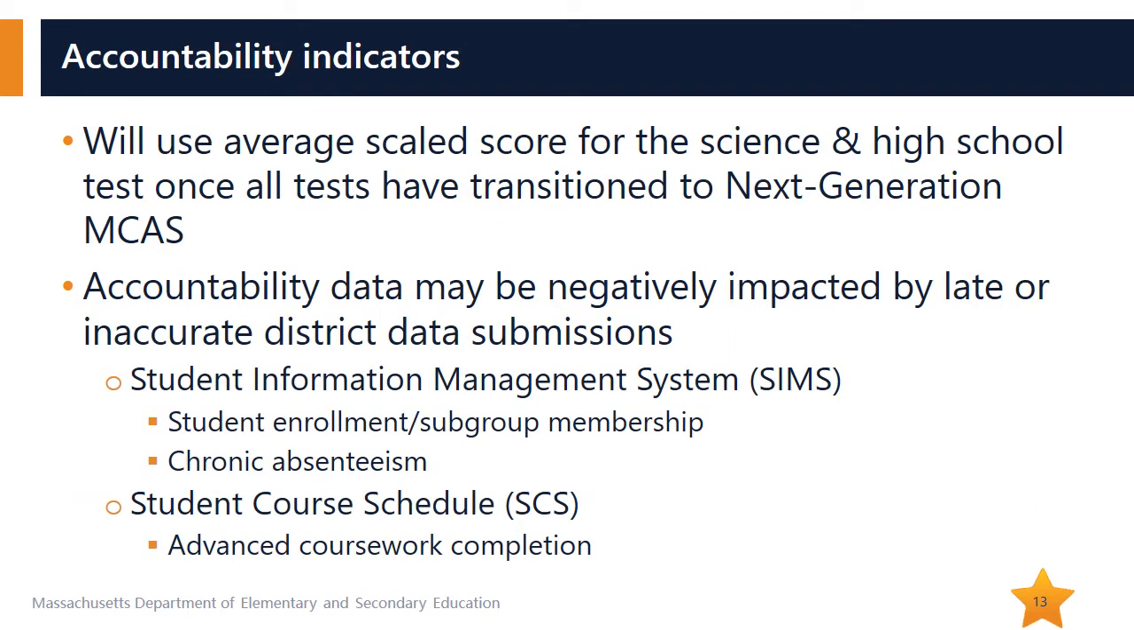There are a few important things to remember about the accountability indicators. First, the department intends to use average scaled scores as the measure of achievement for all grades once the assessments have transitioned to the next generation MCAS tests. That includes science in grades 5, 8, and 10, as well as the grade 10 ELA and math tests.